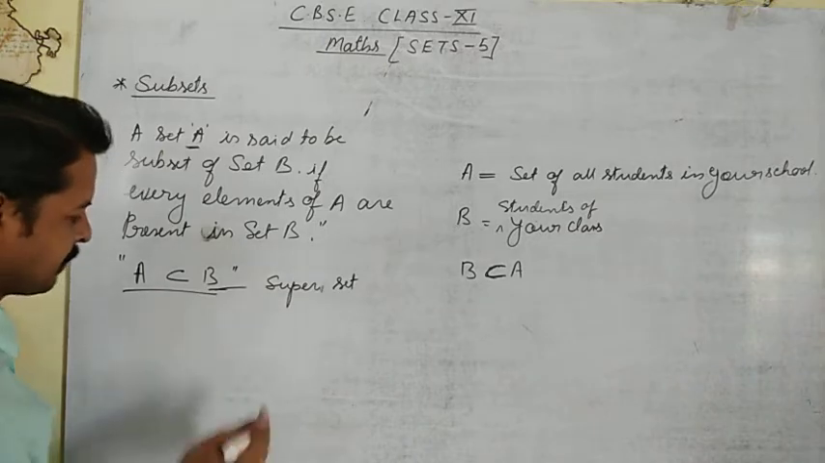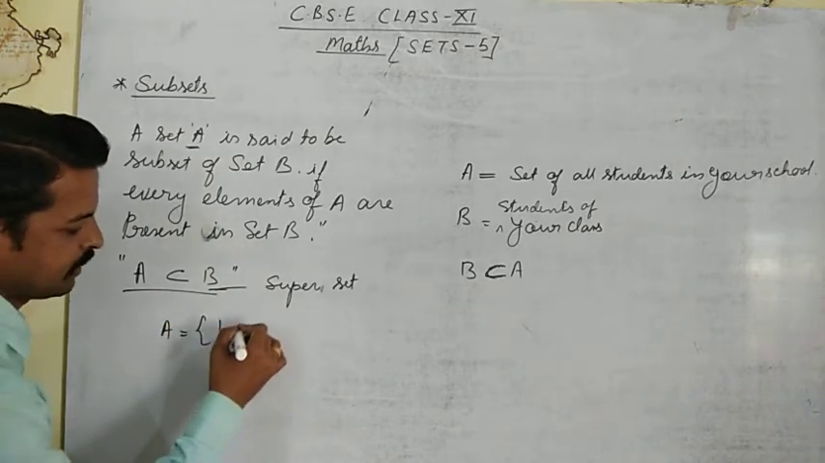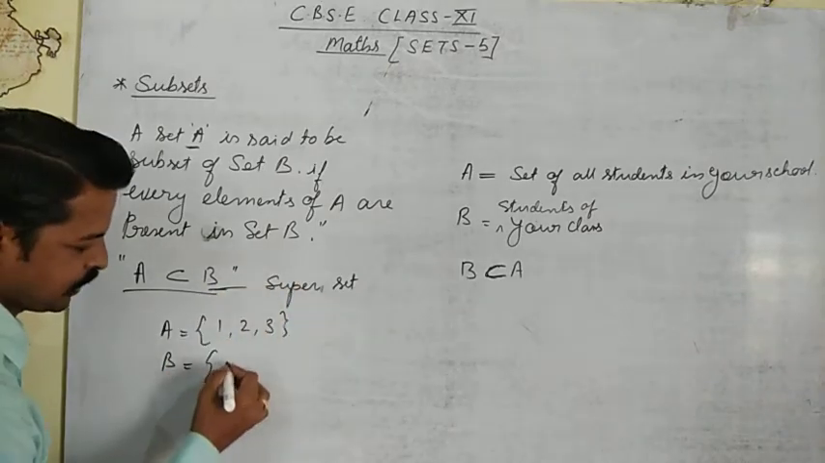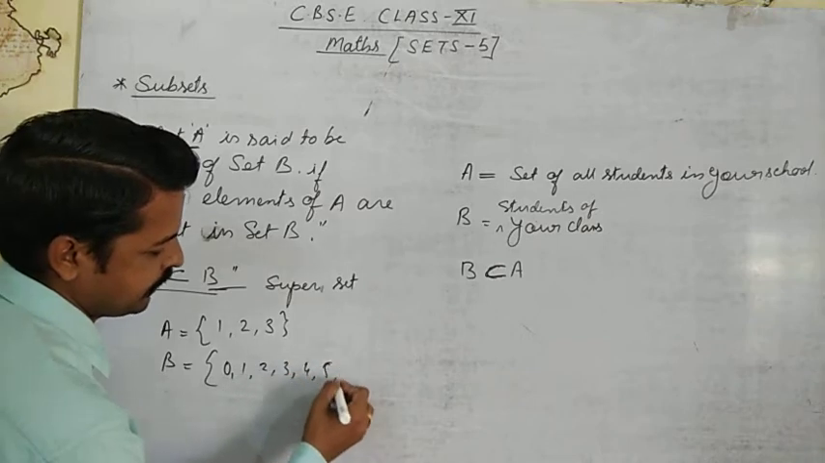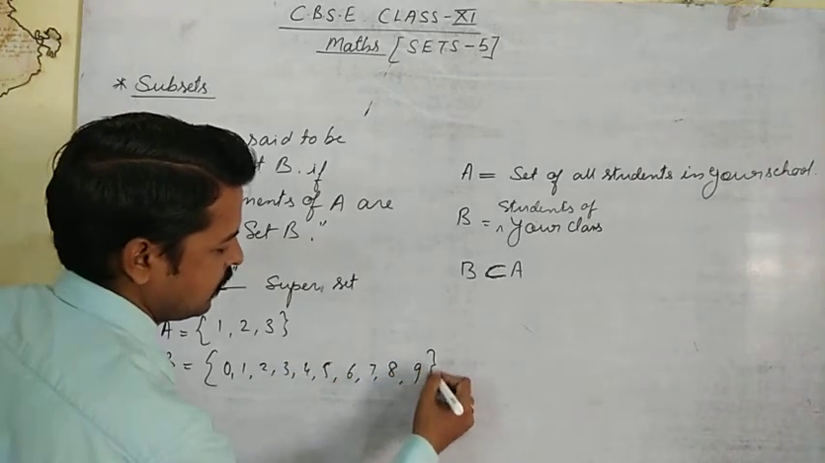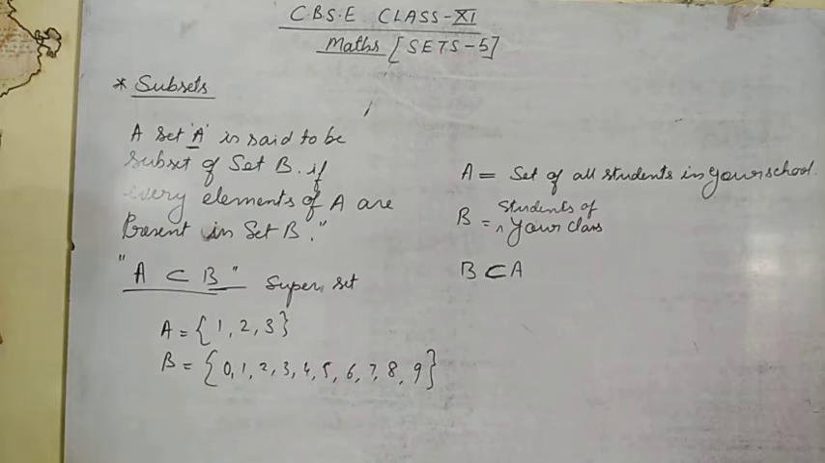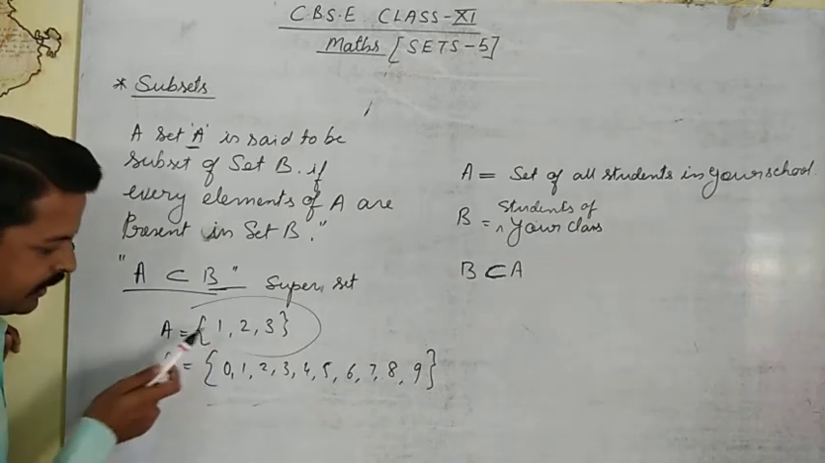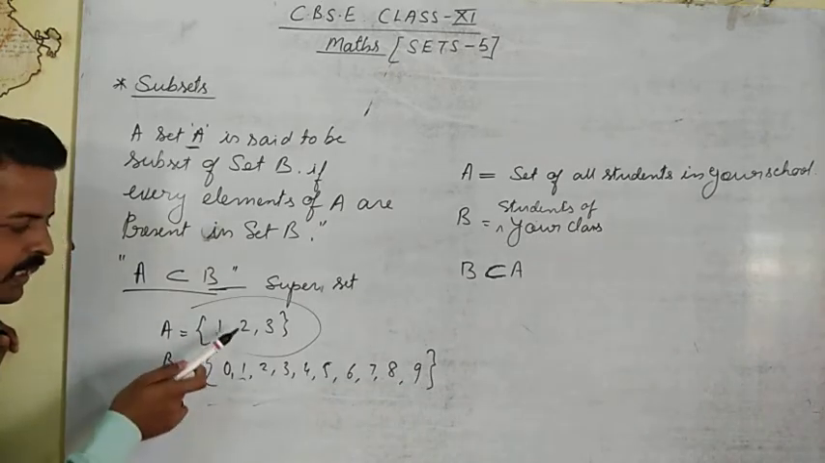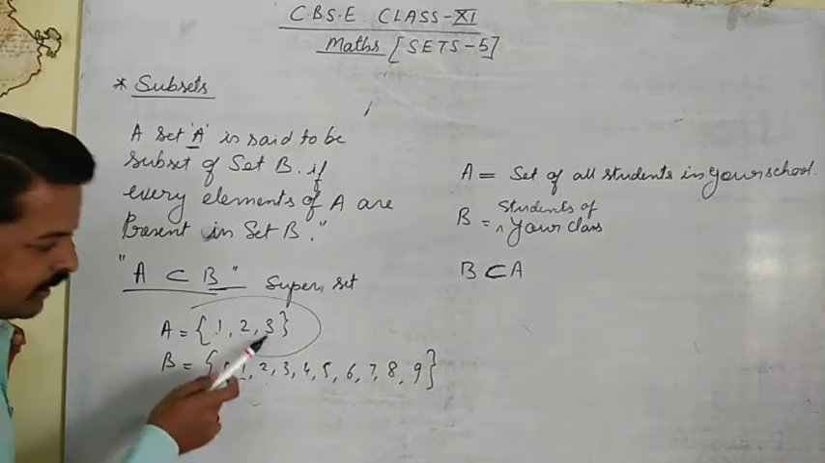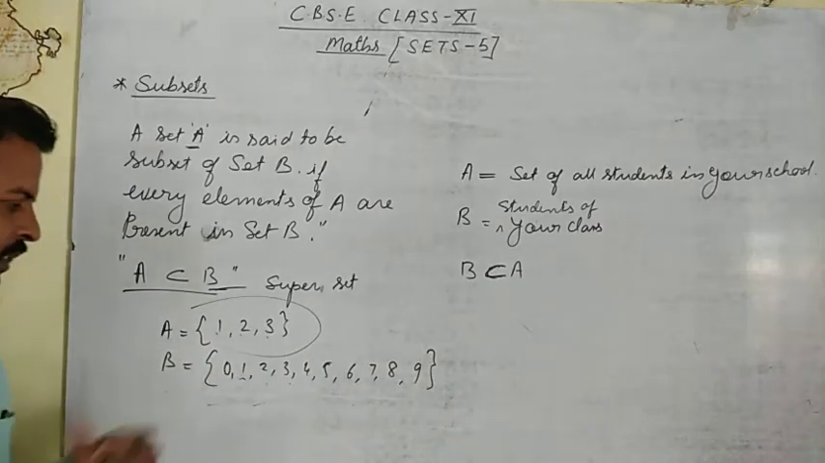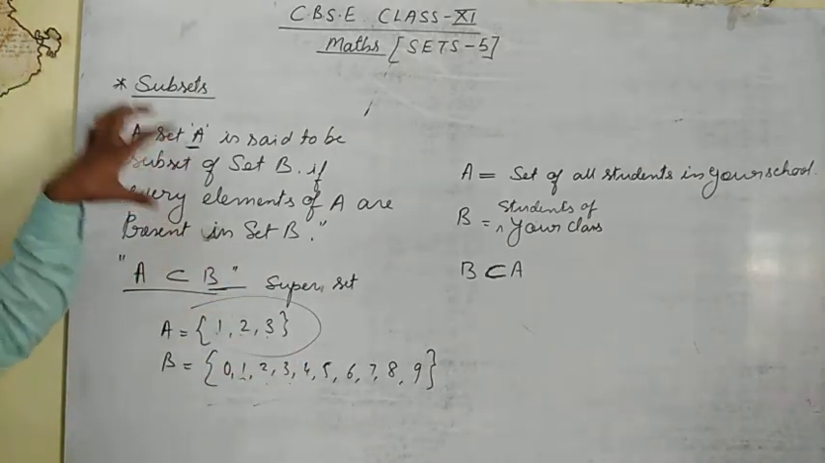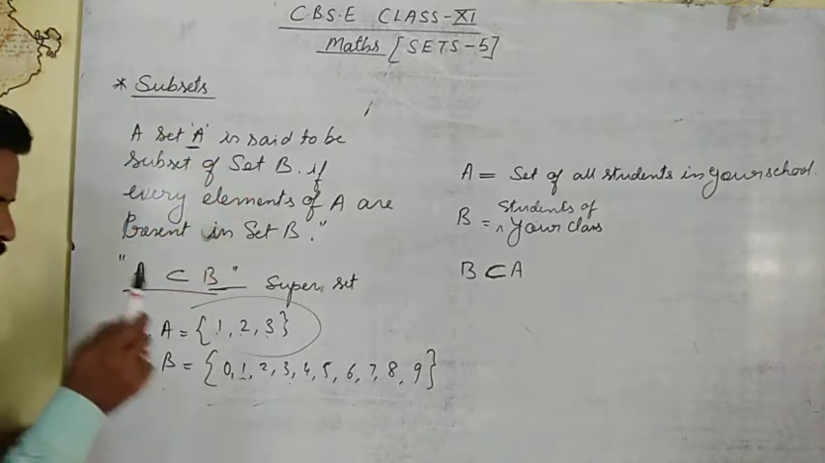Let me take one more example. Suppose A contains the elements 1, 2, 3, and B is a set where we are taking all digits 0, 1, 2, 3, 4, 5, 6, 7, 8, 9. Can you see? The elements of A are there in B. A contains 1, 1 is there in B also. A contains 2, 2 is there in B also. 3, 3 is also there. Every element of A is present in B, so this satisfies the definition. So we'll say A is a subset of B and we'll write it like this.